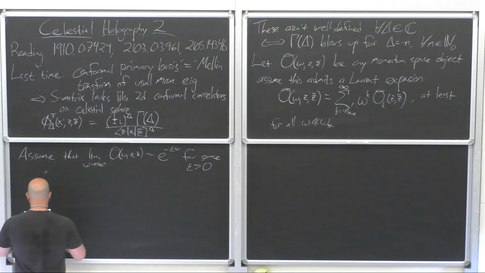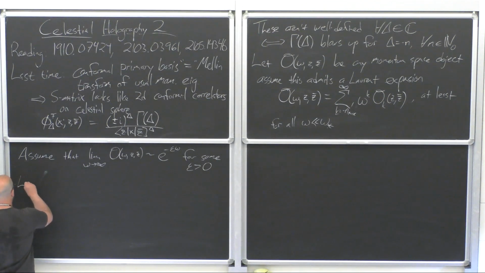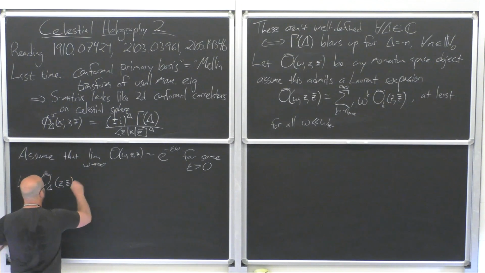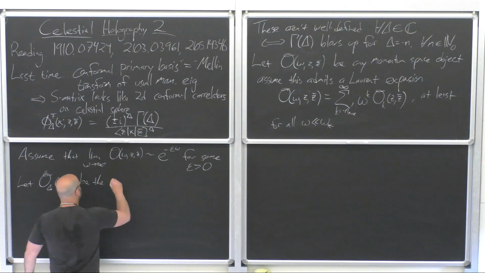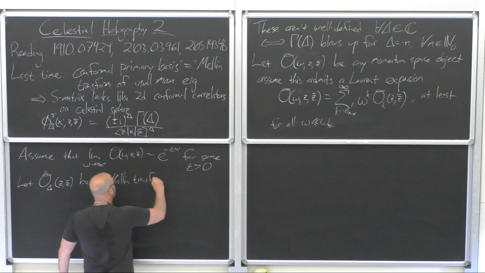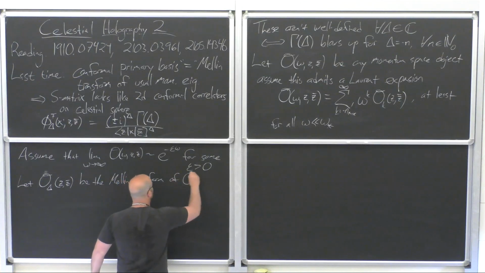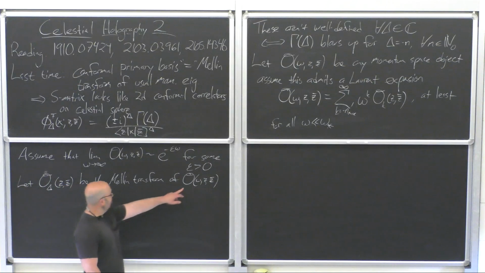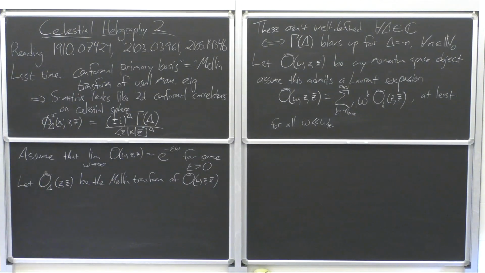So now let's let O delta of z bar be the Mellin transform of O of omega, z bar. So we just Mellin transform, do the integral from 0 to infinity, d omega, omega to the delta minus 1 of this guy, our favorite quantity that has these generic features.